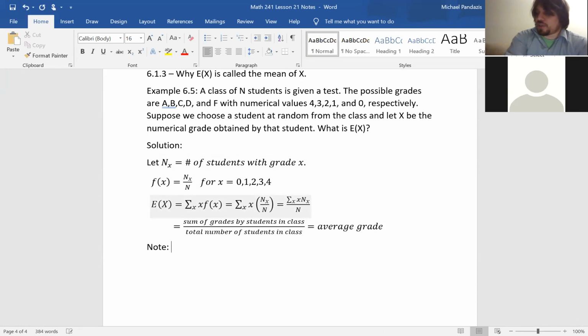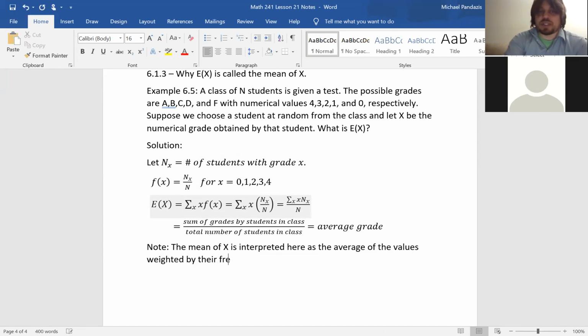Okay, and so that example illustrates why it's called that. So the mean of capital X is interpreted here as the average of the values weighted by their frequencies. Okay, so we're weighting each grade by the number of students who received that grade. Okay, so that's why. Let's do another example. This is example 6.6.